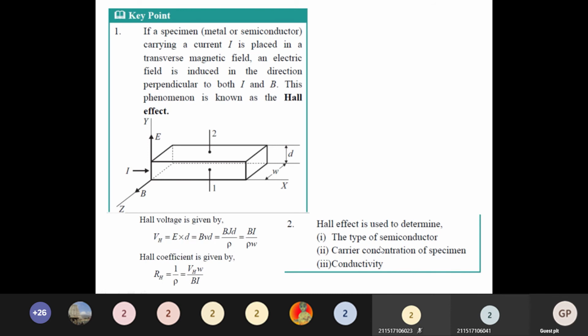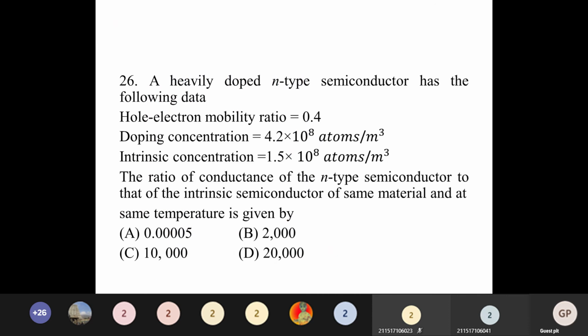Okay, the next question. A heavily doped N-type semiconductor has the following data. Hole to electron mobility ratio, mu p divided by mu n, called the mobility ratio, equal to 0.4. Doping concentration 4.2 into 10 to the power 8 atoms per meter cube. Intrinsic concentration 1.5 into 10 to the power 8 atoms per meter cube. The ratio of conductance of the N-type semiconductor to that of the intrinsic semiconductor of the same material and at the same temperature is given by?